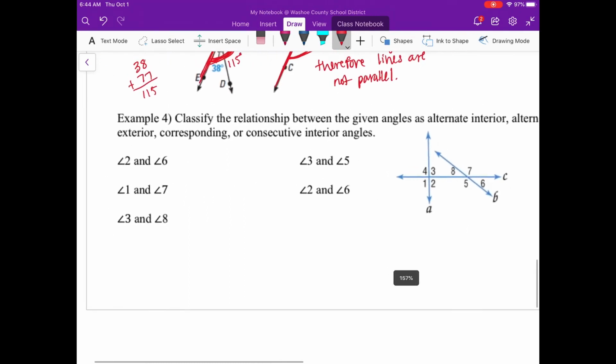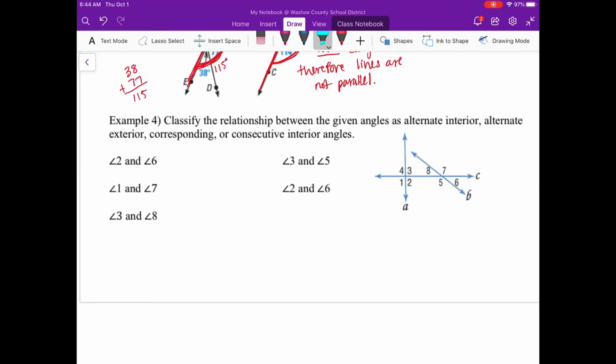Okay, our last example, we have to use this picture, and we are going to be classifying these angles as either alternate interior, alternate exterior, corresponding, or consecutive interior. Just think back about what I said. Alternate means opposite sides of the transversal. Exterior means outside. Interior means inside. Consecutive means on the same side. And corresponding is the same position. Okay, so here we go.